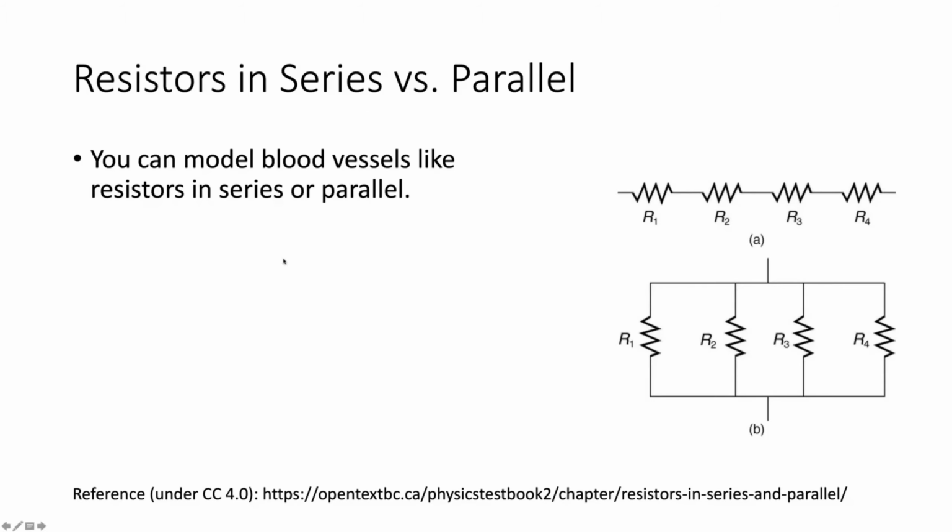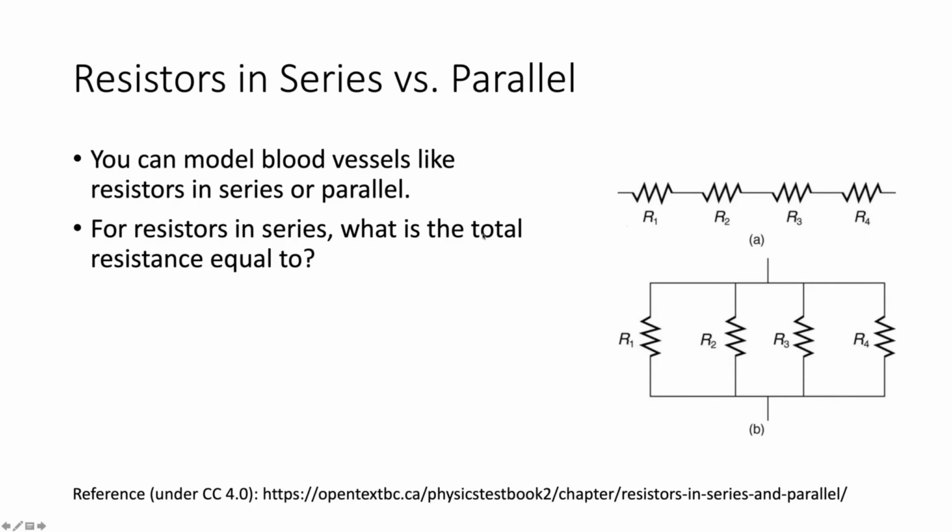If you model blood vessels like resistors in series versus in parallel, so series would be this, parallel would be this, right? Series means I have no choice. I have to go from one resistor to the next. Versus parallel, if I'm an electron, I have a choice, or a number of different options of which resistor I would go through.